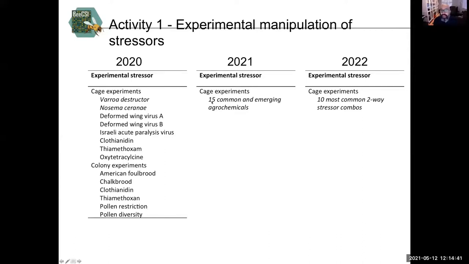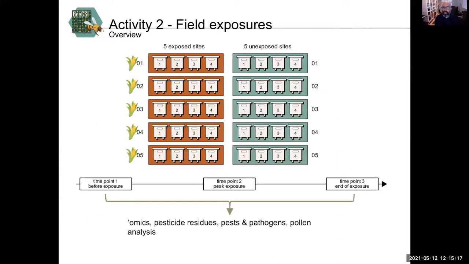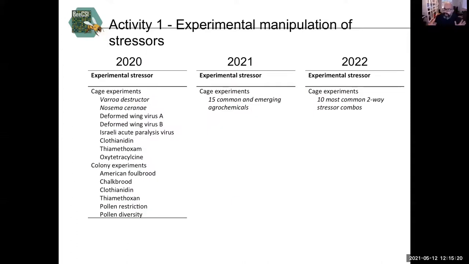This year, we're actually testing 15 common and emerging agrochemicals that we detected in 2020 in natural colonies in Canada. And then we are also planning to deal with interaction. After next year, we are planning to test the 10 most common two-way stressor combinations. Obviously, bees are not exposed to stressors one at a time. Often it's done in combination. We want to explore how potential synergistic interactions between common stressors could lead to novel biomarkers. So activity one is our cause and effect manipulation, where we're taking bees and exposing them to stressors in a controlled way and measuring gene expression.